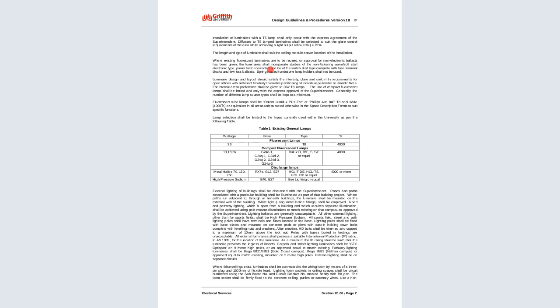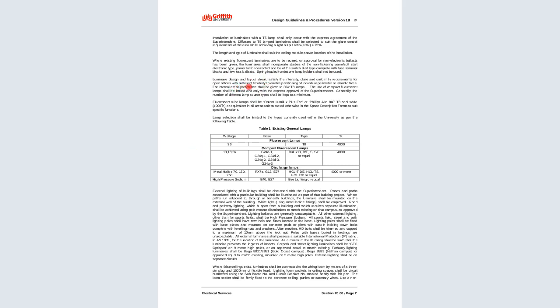These are the types of luminaires. And remember, we talked about calculation, being able to know the number of lumens, then the lux of a specific light fitting. So the length and type of luminaires shall be suited to the ceiling module and or location of the installation, where existing fluorescent luminaires are to be reused. All approved for the non-electronic ballast has been given. So the luminaires shall incorporate the non-flickering warm soft start electronic type, power factor corrected, and switch start type, complete with fuse, terminal blocks, and ballast.